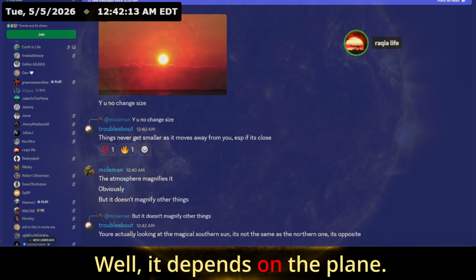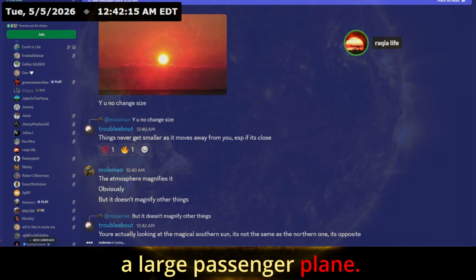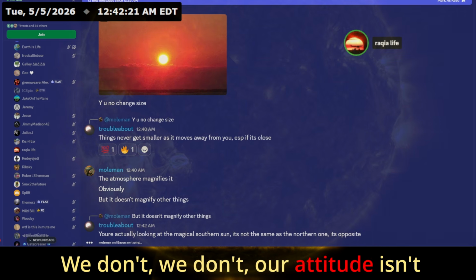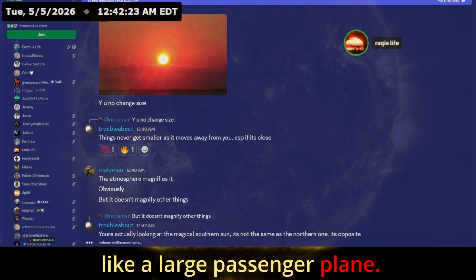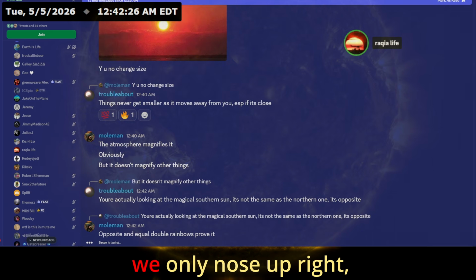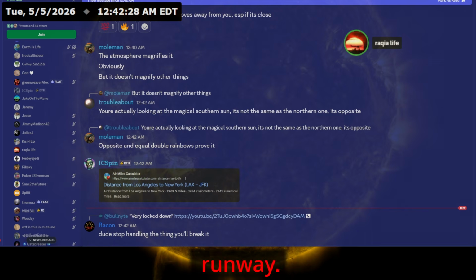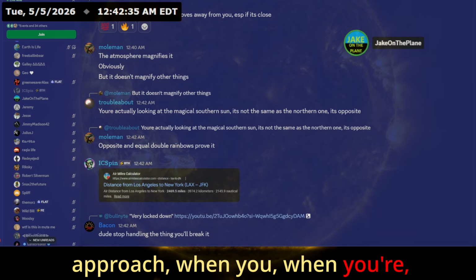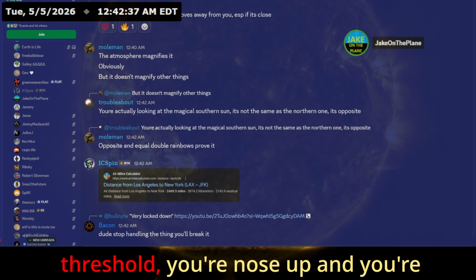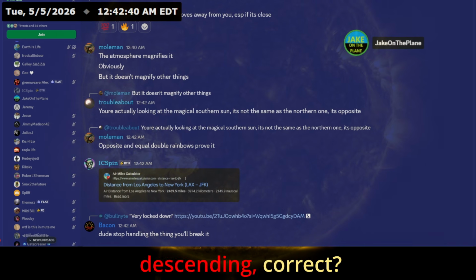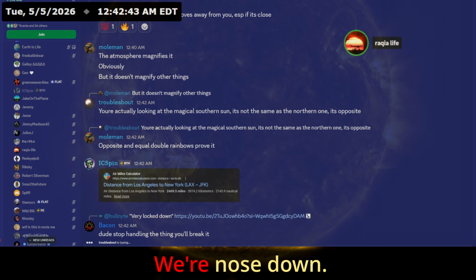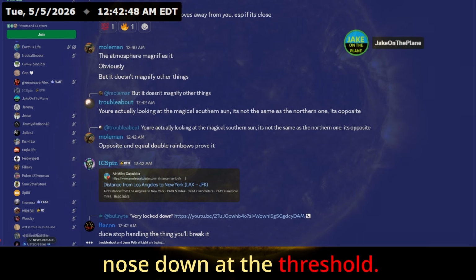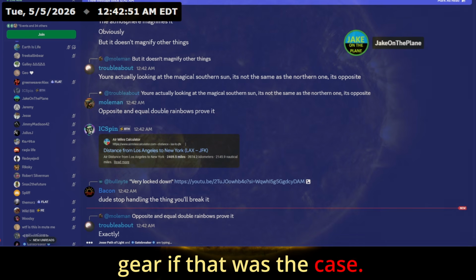Well, it depends on the plane. You're talking about a large passenger airplane. We nose down to decrease in altitude. We don't. Our altitude isn't like a large passenger plane. The single engines, we nose down and we only nose up right before we hit the runway. When you're descending on your final approach, when you're at the threshold, you're nose up and you're descending, correct? No, I'm not. We're nose down. Now, passenger airlines, you're not nose down at the threshold. You'd bust your nose gear if that was the case. No, that's what I said.